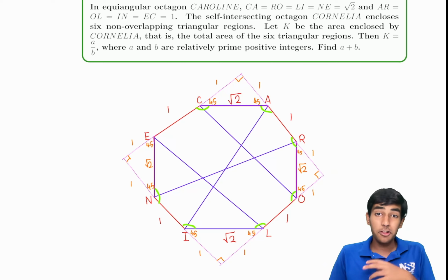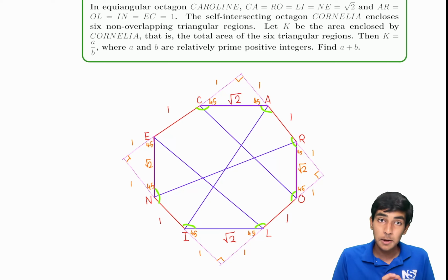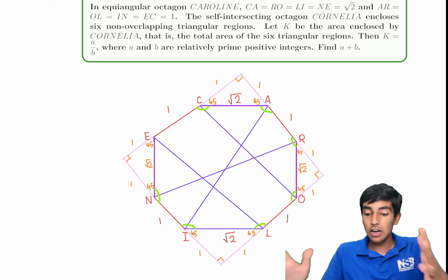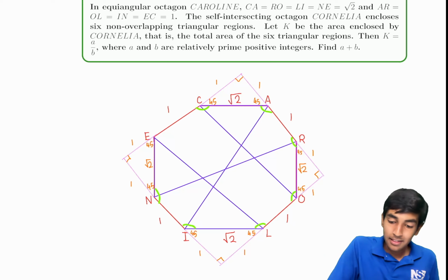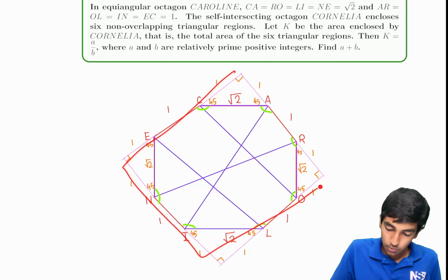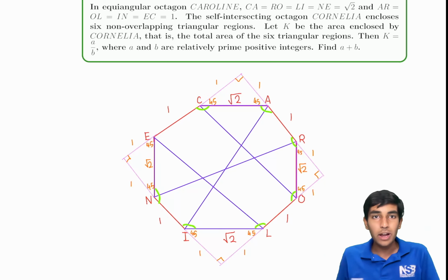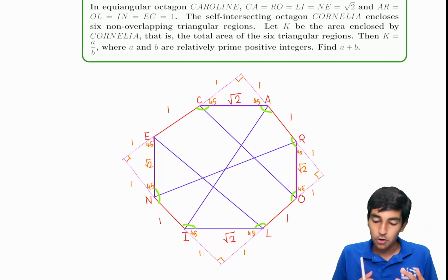I made a video about this on my channel earlier, this AMC problem. You can check it out if you want, but it's a great problem, and this is a really great technique. By extending it up, this allows us to basically get a square. 3, 3, 3, 3, and a bunch of right angles. That's a square. And how does this help, really?